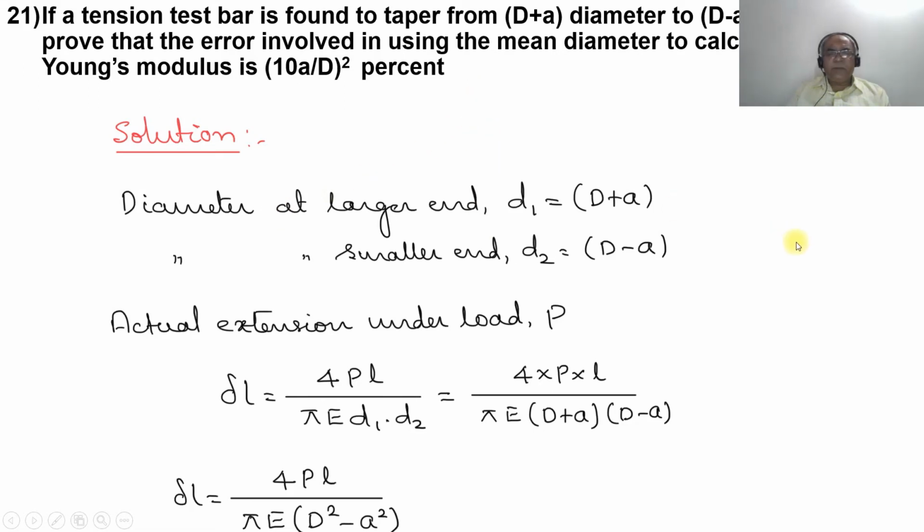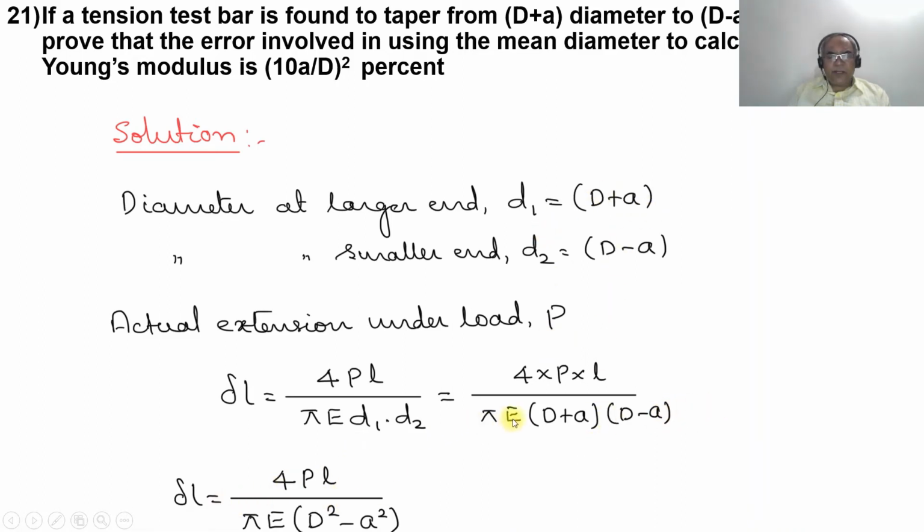we have a diameter at the larger end of the taper bar, D1, which is equal to D plus a, according to the equation, and the diameter at the smaller end, D2, will be equal to D minus a. Actual extension under load P, delta L, will be equal to 4 P L by pi E D1 D2. So that will be equal to 4 P L by pi E into (D plus a) into (D minus a).